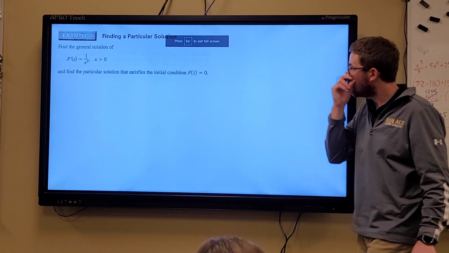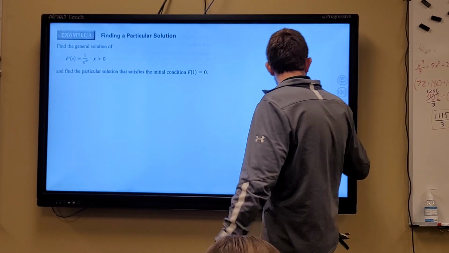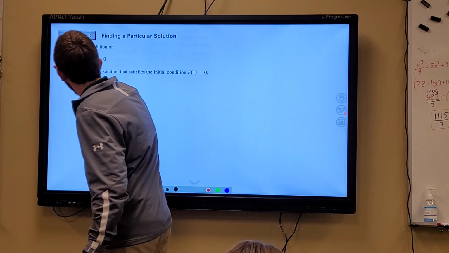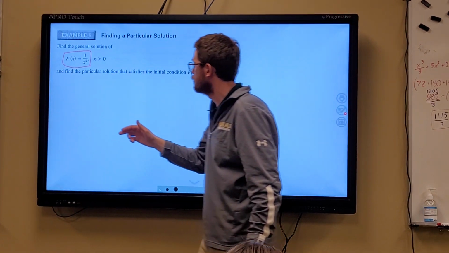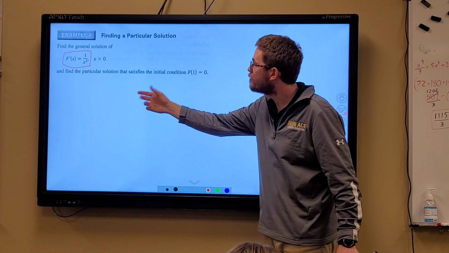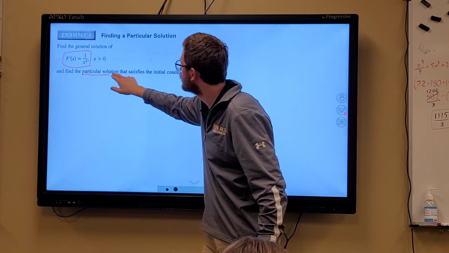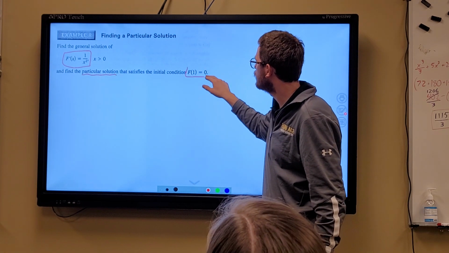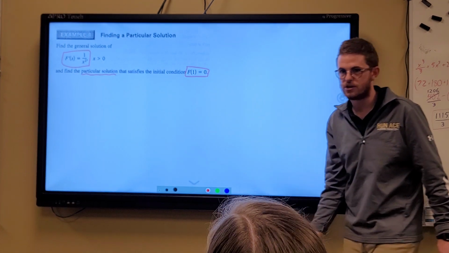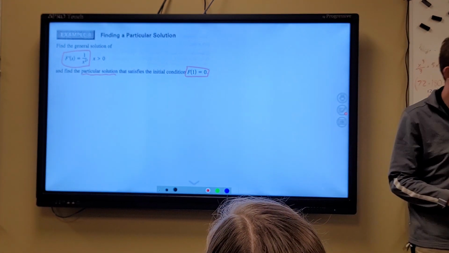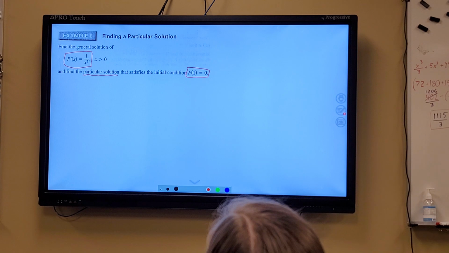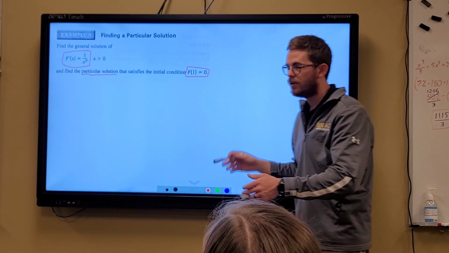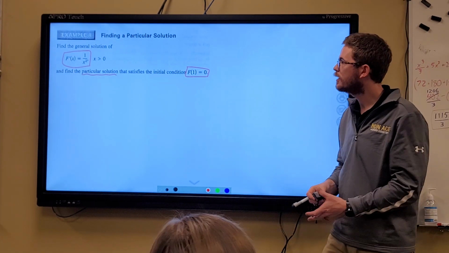Here you go. It says find the general solution of this derivative, and then find the particular solution that satisfies this initial condition right here. Okay? A lot of stuff has been put on the board there, a lot of notation, a lot of vocabulary.